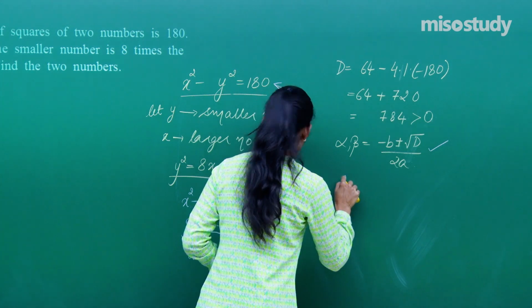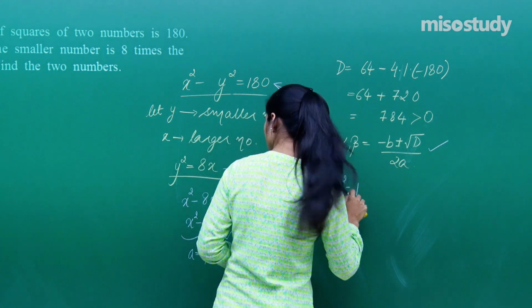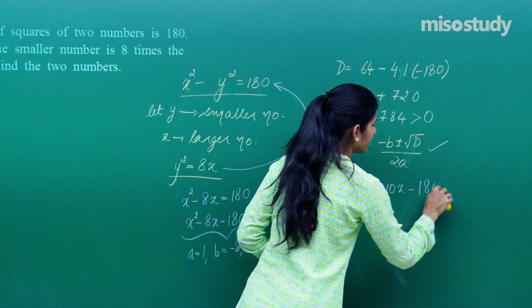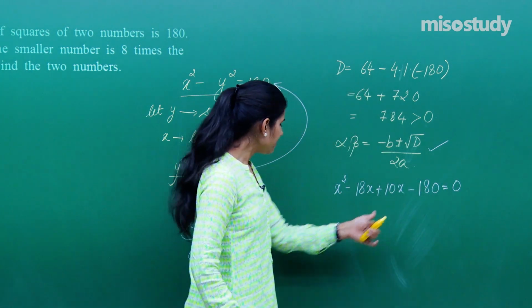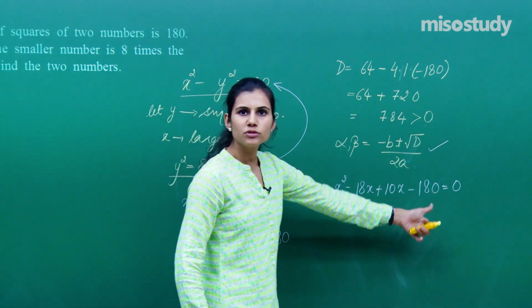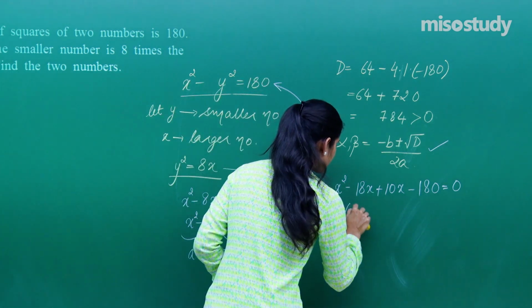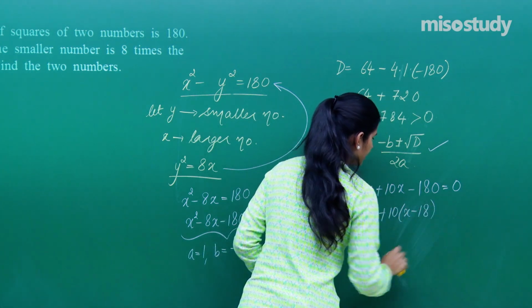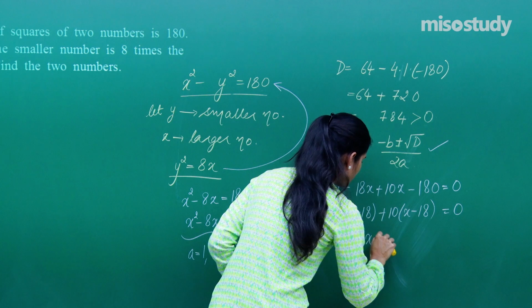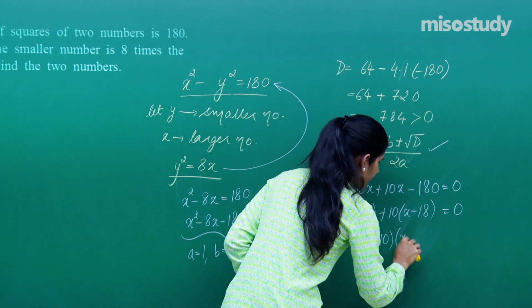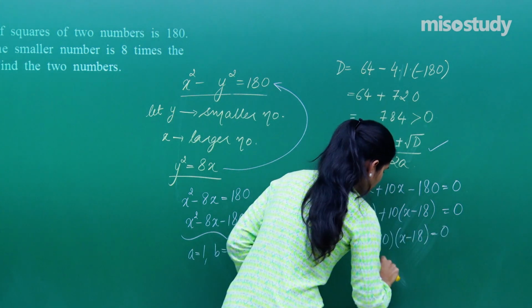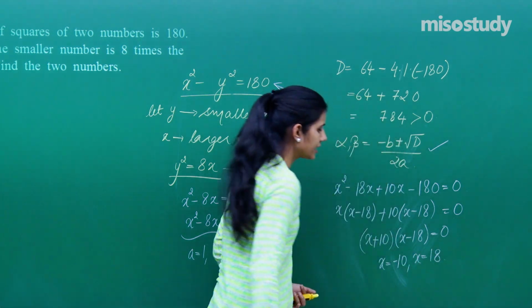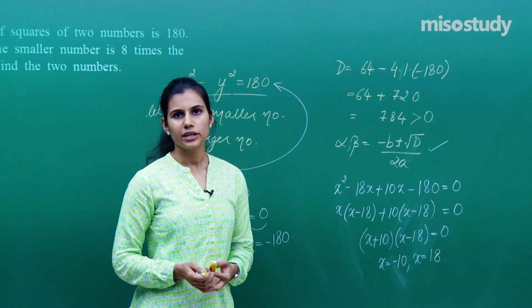You have x square minus 18x plus 10x minus 180. So minus 18 plus 10 gives me minus 8, and minus 18 into 10 gives me minus 180. This is x minus 18 plus 10 x minus 18. This gives you x plus 10 x minus 18, which obviously gives you x is minus 10 and x is 18. Can you accept x equals minus 10 over here or not?